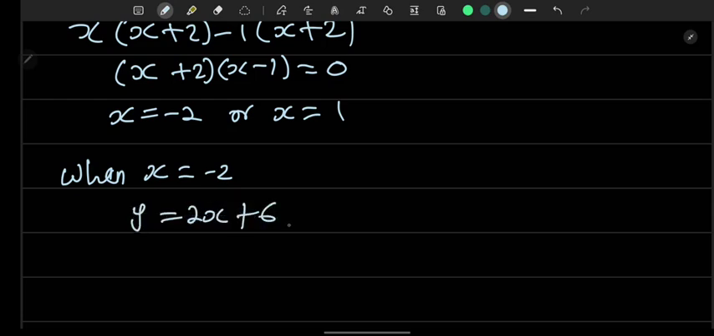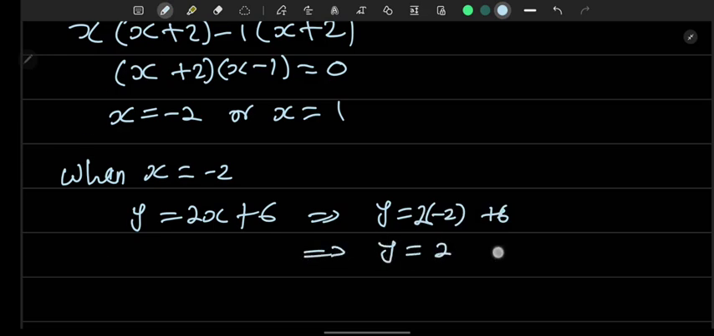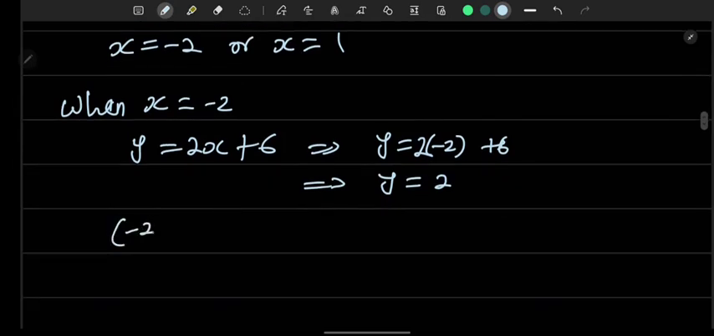When x is minus 2, y equals 2 times minus 2, then plus 6, that is minus 4 plus 6. So from here we have y to be 2. Which implies that y is 2 when x is minus 2.